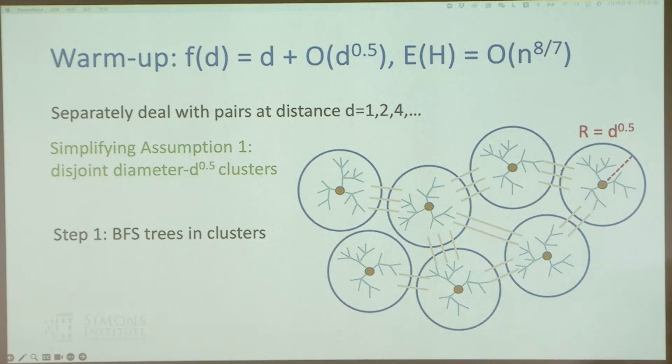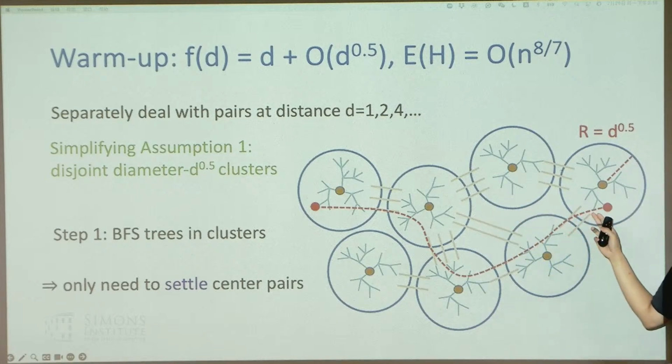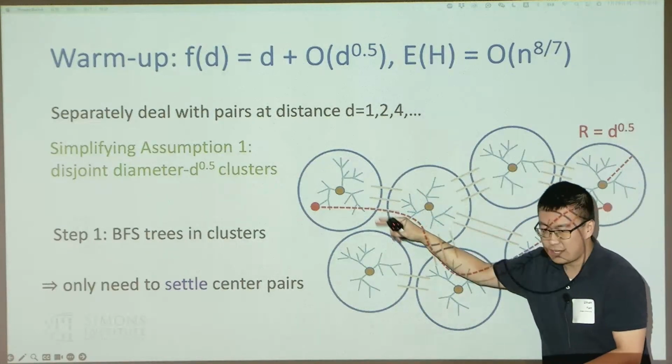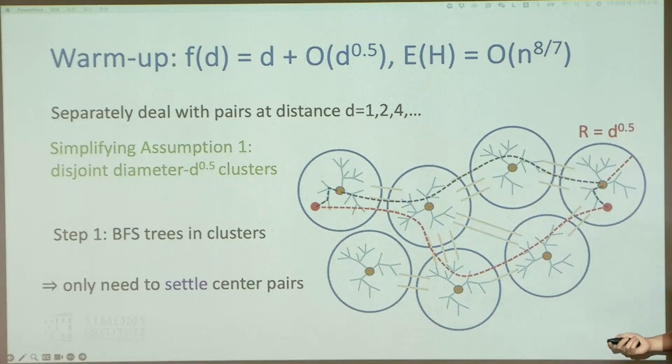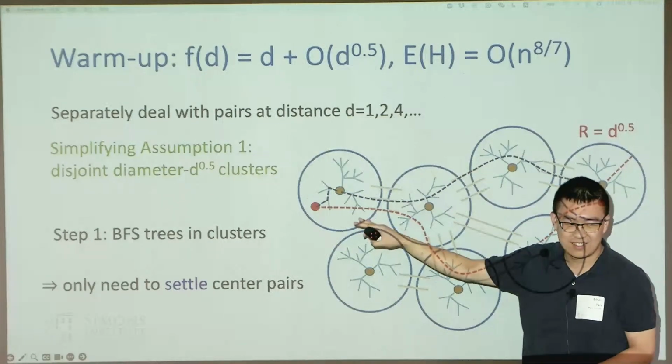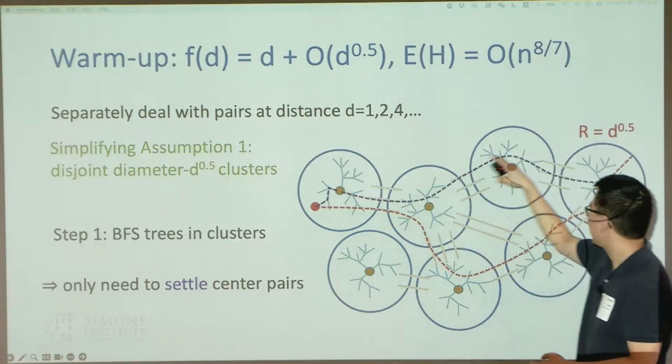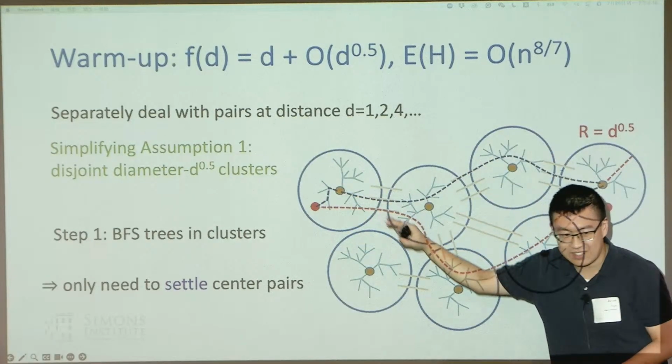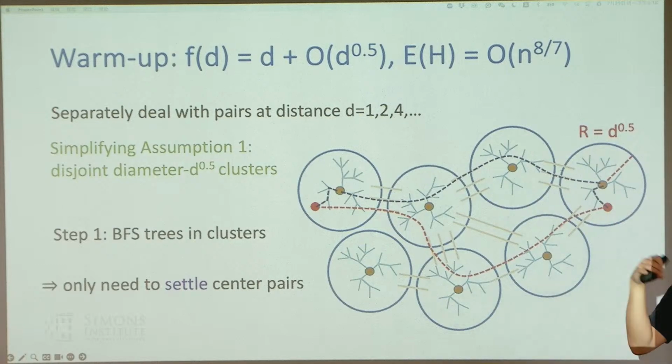Actually, it's enough to just preserve the center pair, because if we look at an arbitrary pair, and we have already preserved the center pair in the corresponding clusters, then as each radius is at most square root of D, and this is the almost shortest path connecting centers, we can just use this concatenation to approximate the real distance. That's just plus some constant times square root of D, and that's okay with us. So only center pairs from now on.